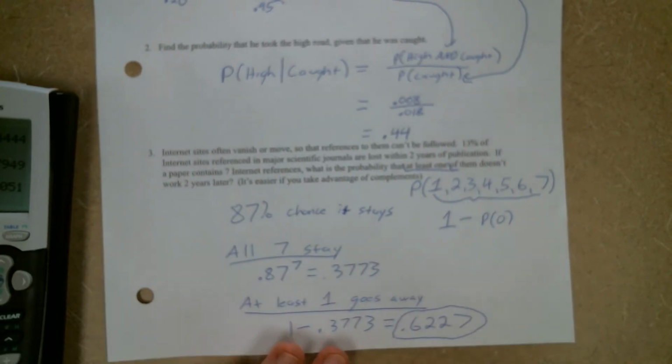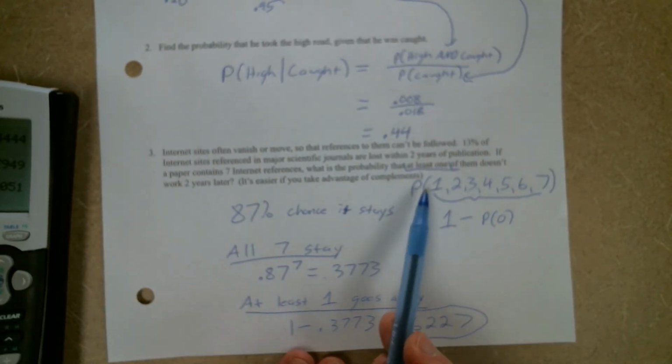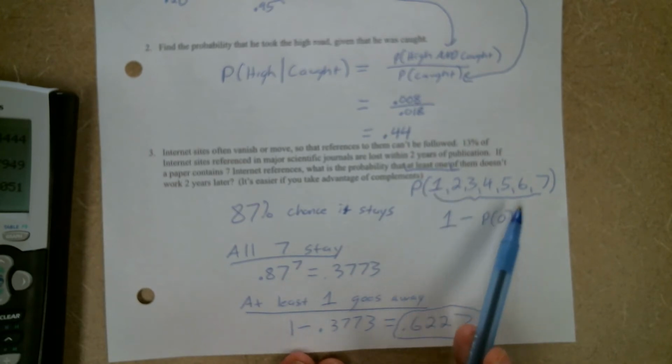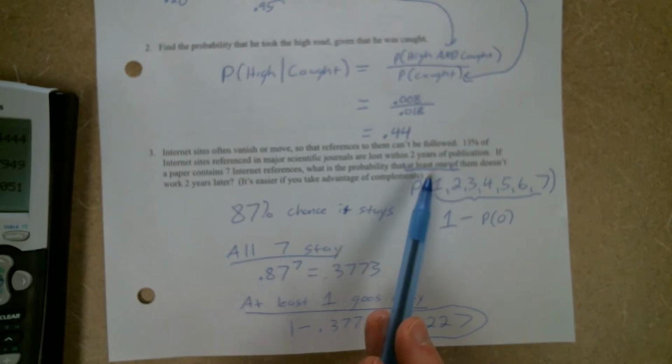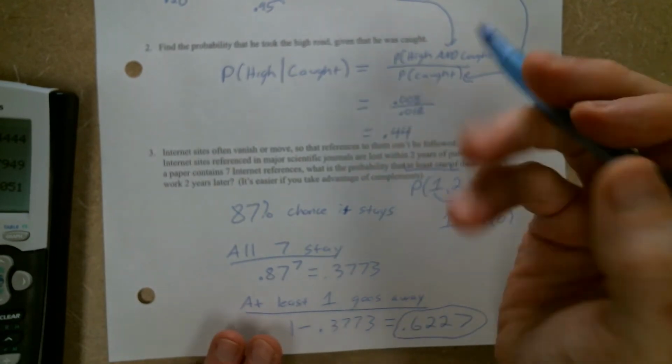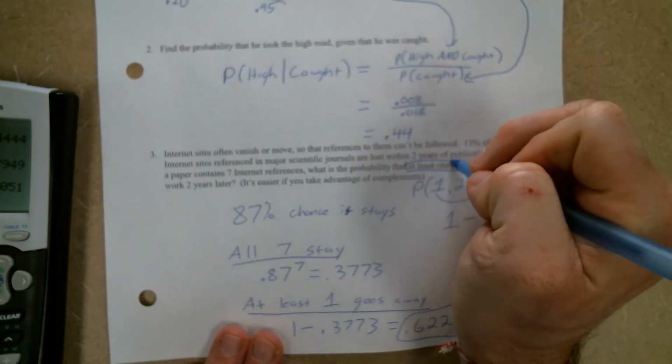And again, just another example of it's easier to take advantage of complements instead of having to do each one of these separately and adding them all together. So at least 1 is usually a good sign that it's easier to do a complement.